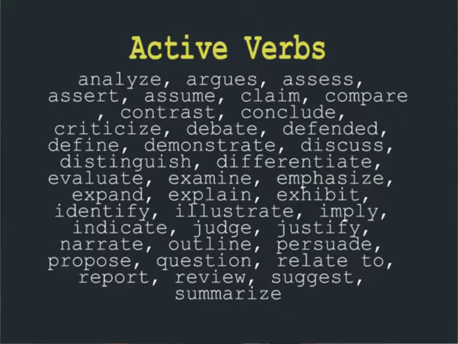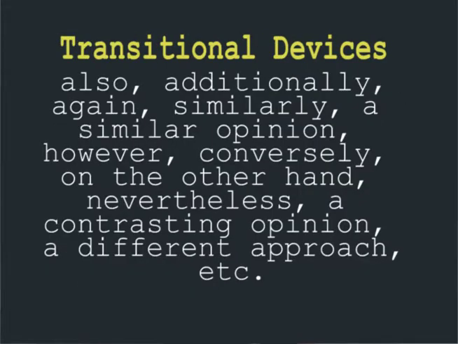So these are some of the active words that you may use and some of the transitional devices that you may use to link and express your ideas. Now let us move on to citation. Of course, if you're going to use other related studies and literatures for your RRL, you need to cite your sources. How do we do that?